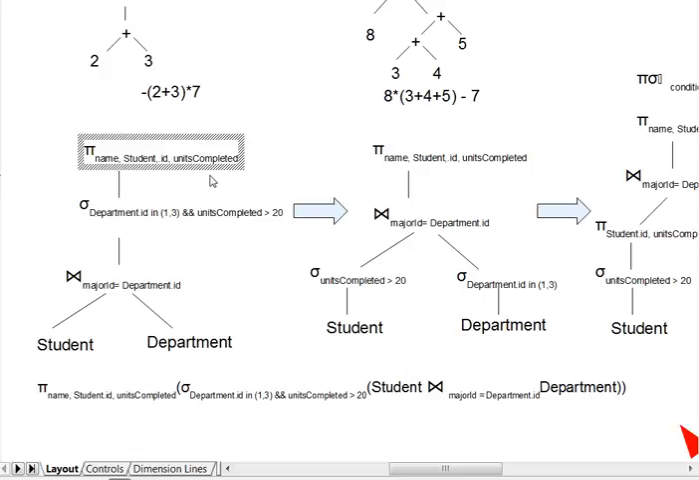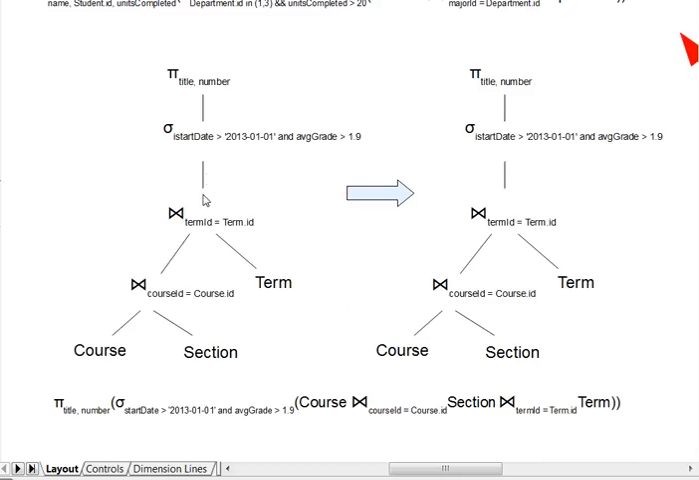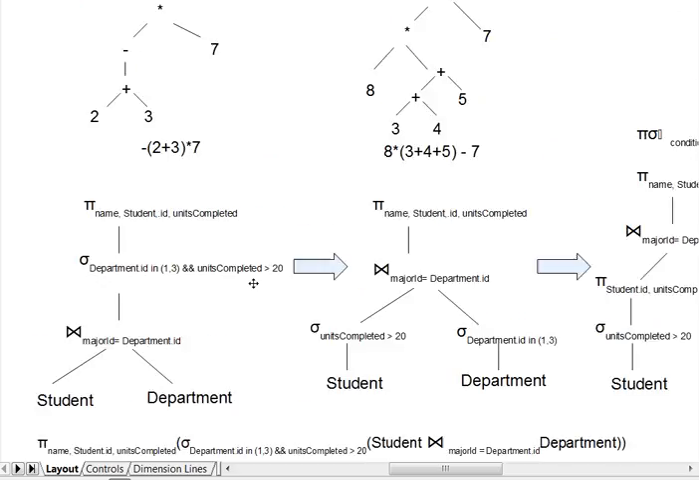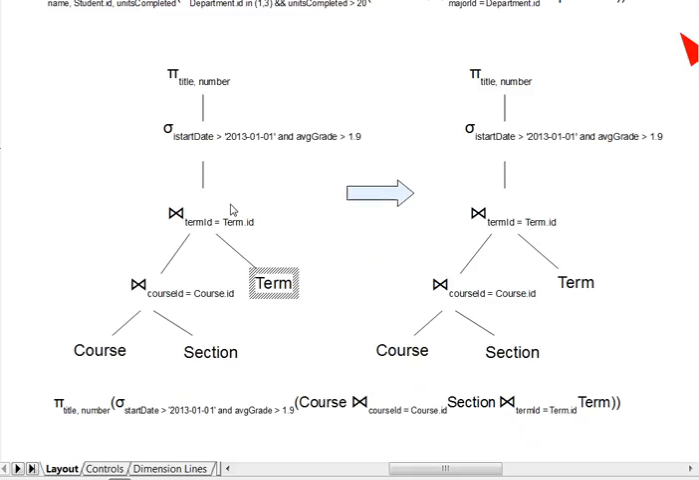Okay, so the answer as shown in the notes here first combines course and section in a join, and then the result of that join is in turn joined with term. And note the similarity between that subtree and the one for 3 plus 4 plus 5 in the numerical example. And the result of those joins then is selected upon and then projected to get a final result.